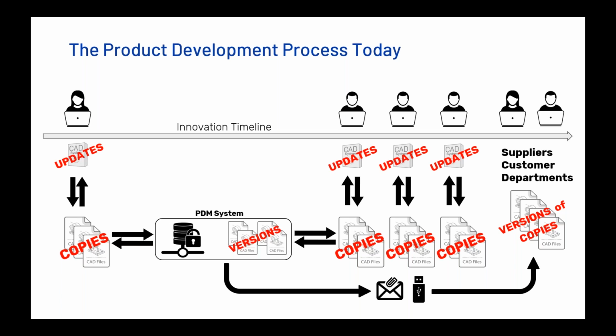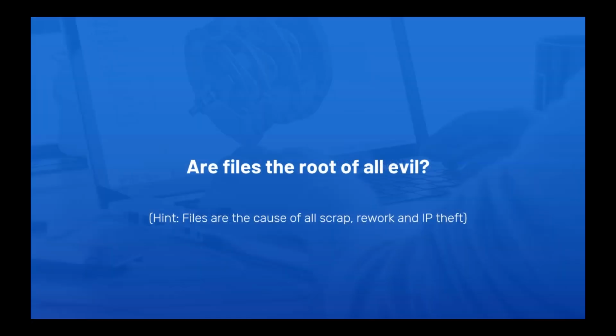And of course, if we don't maintain the updates with the data, we're certainly almost guaranteed to be working with data that's out of date. Okay. So are they the root of all evil? Well, not necessarily, but certainly they are the cause of a lot of scrap and rework, and certainly IP theft. When you're sending this data out, through an email or thumbnail or whatever method you're using of transferring the data, you could be the result of having that IP stolen.